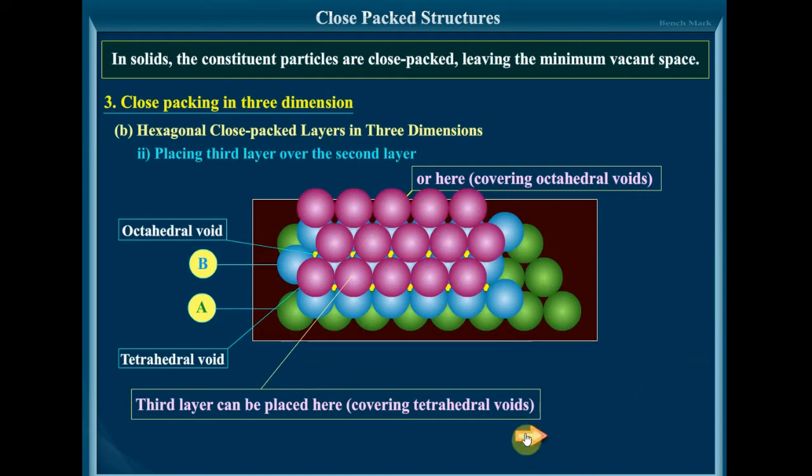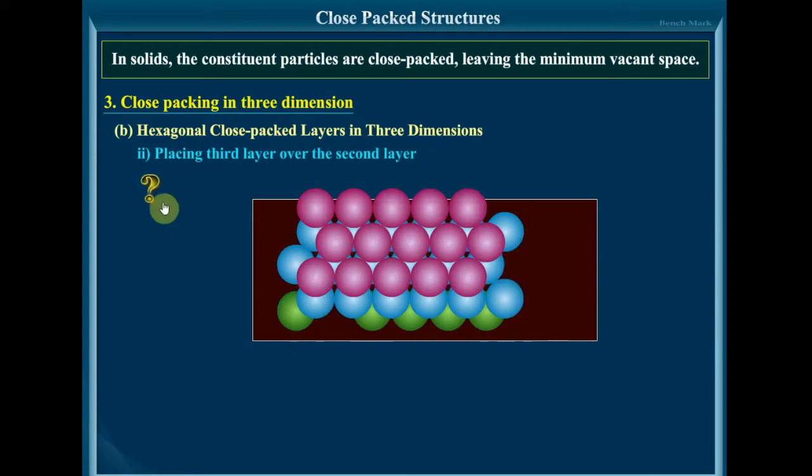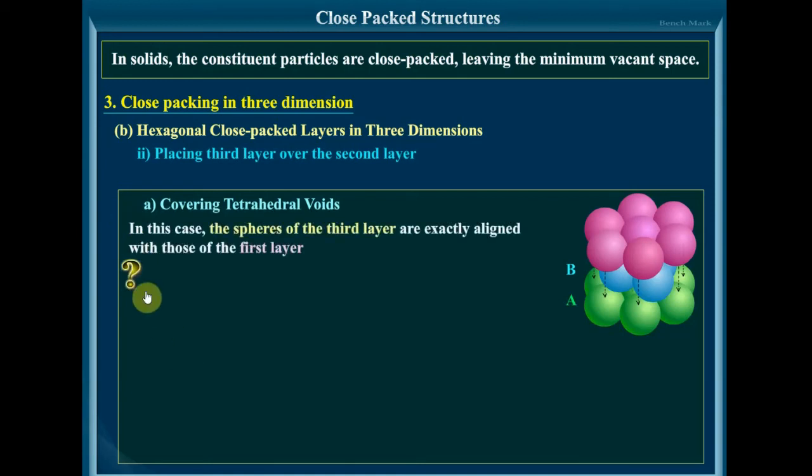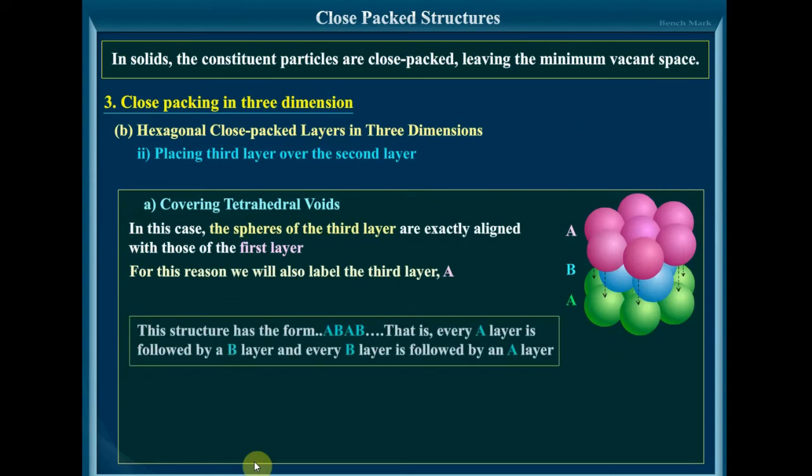So in this type of arrangement, you can find the bottom layer is A, the second layer is different, but the third layer placed on the tetrahedral void is, in this case, the spheres of the third layer are exactly aligned with those of the first layer. Can you find that? The third layer, when it is placed on the tetrahedral void, is the same type A, and that one is also A type. For this reason, we also label the third layer as A because the first and the third are the same.